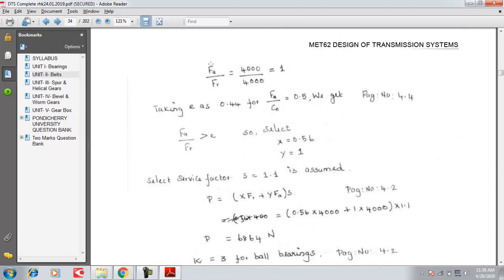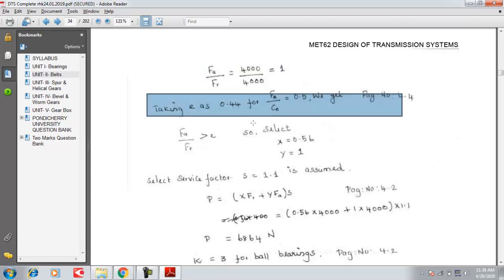They have given FA as 4000 and FR also 4000, so the ratio of FA by FR is found as 1. For calculating the E, in page number 4.4, you have to find out the E value, that is the correction factor. Is the value of E mentioned anywhere? It's not mentioned, I think. This is some exponential term. You can calculate the E value by using the FA by FR ratio.